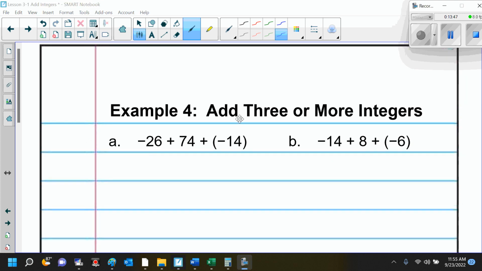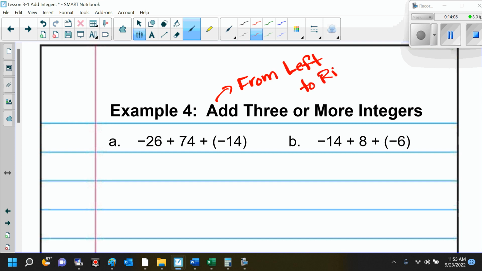Example 4 is add 3 or more integers. Now, when we're adding more integers, we want to add from left to right. Okay, so you want to add from left to right. Make sure you write that down. I want to add from left to right. So the first thing we want to do is add from left to right, that's the first way we're going to do it. So we can add these two, okay.